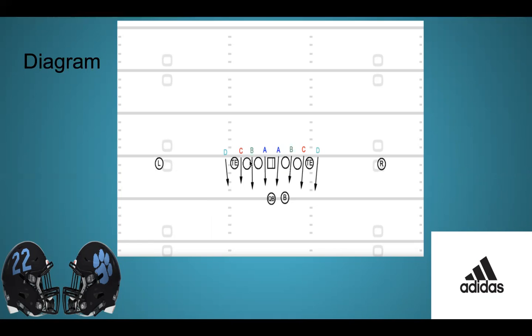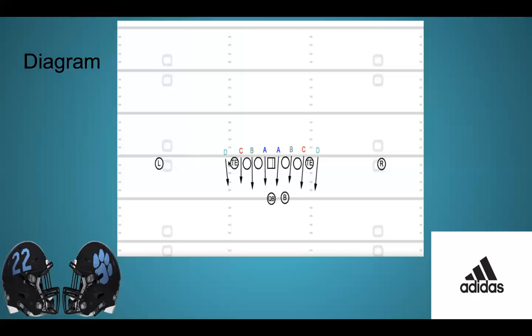Between the guards and the tackle is the B gap. So between the left guard and the left tackle is the B gap to the left. Between the right guard and the right tackle is the B gap to the right. So that's B. We went from A to B, now to C. The C gap is between the tackle and the tight end. Between the left tackle and the tight end on the left side, there's the left C gap. Between the right tackle and the right tight end over here on the right is the right C gap.